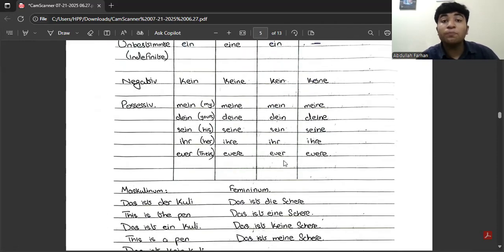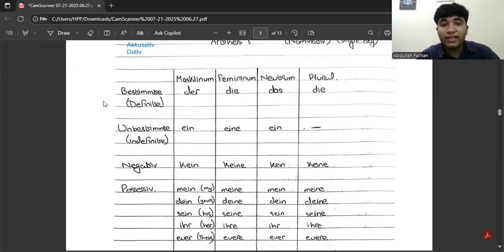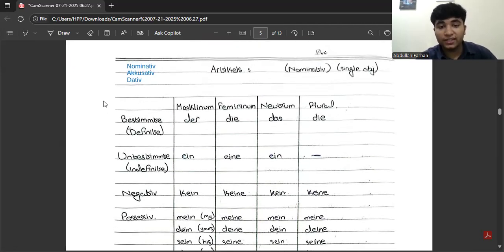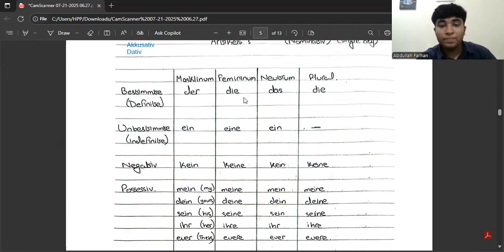And lastly, we've got possessive. Okay, possessive. My, yours, his, hers, theirs. As you can see, mein, dein, sein, ihr, and euer. And then we've got the variations of der. Now, how do we get these variations? What are they exactly? What is the difference between them?